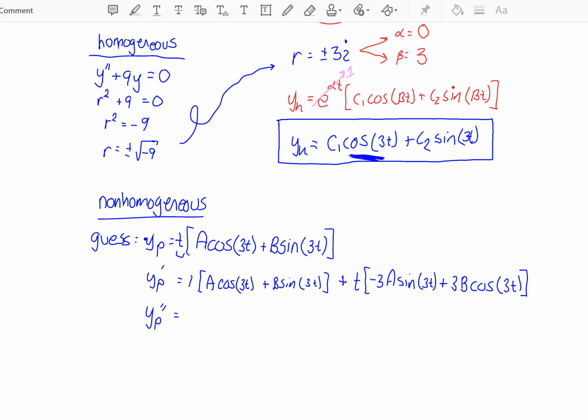Okay, now let's look for our second derivative. For our second derivative, this 1 is a constant. We don't really need that 1. Maybe I'll just erase that now. So here the second derivative would be the derivative of a cosine 3t, which is negative 3a sine 3t, plus 3b cosine of 3t.